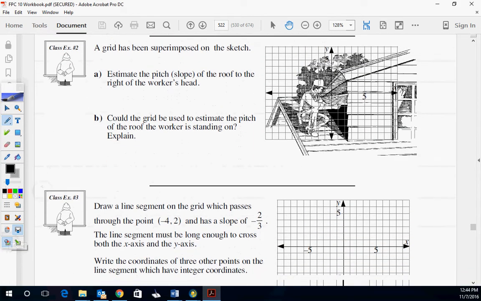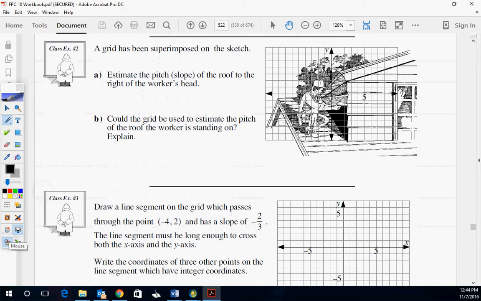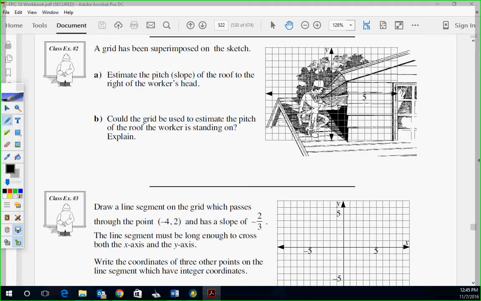All right, so a grid has been superimposed on the sketch here. Estimate the pitch slope of the roof to the right of the worker's head. So we're trying to figure out what this slope right here is. So best thing to do, find a smooth spot that you can find for the roof.